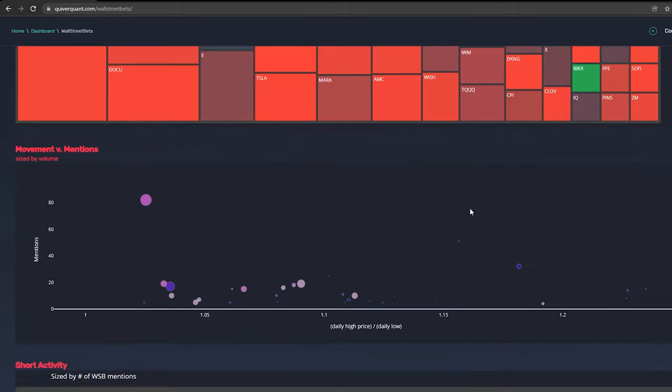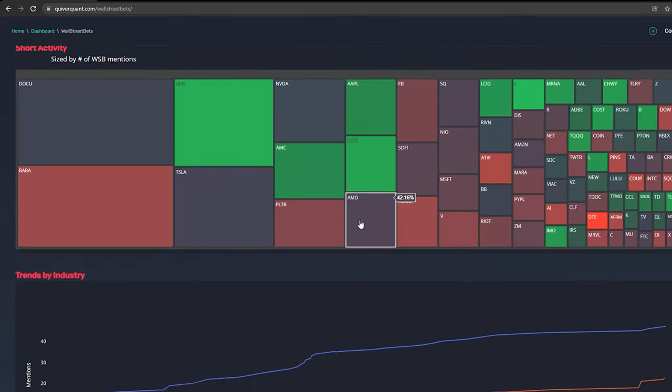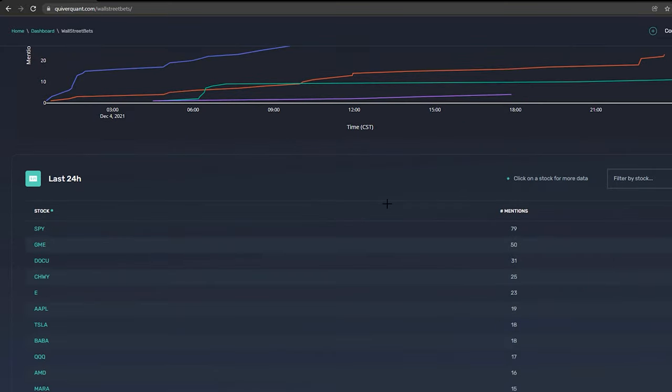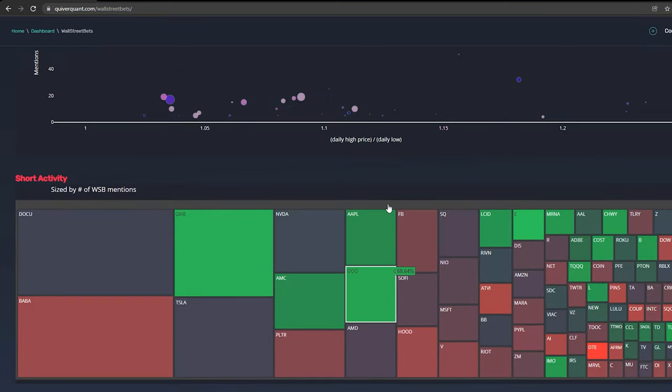So definitely interesting. And again, you guys could see short activity. You could really just play around with this website and look at data. And obviously people are going to interpret data slightly differently. It's up to you at the end of the day.